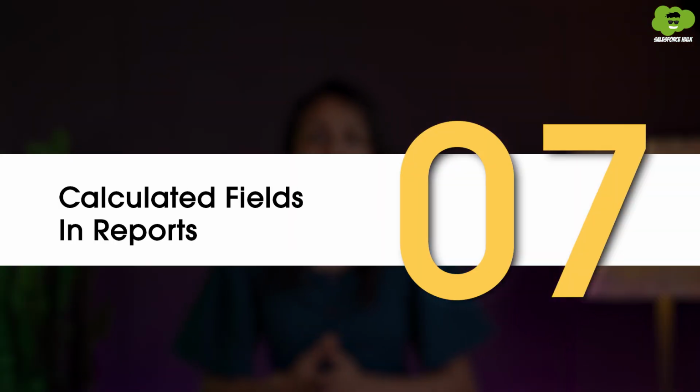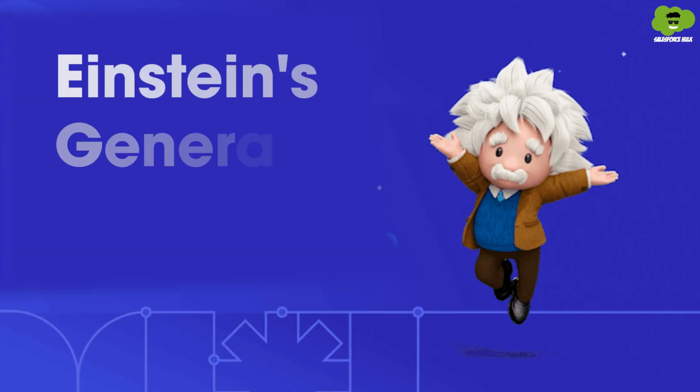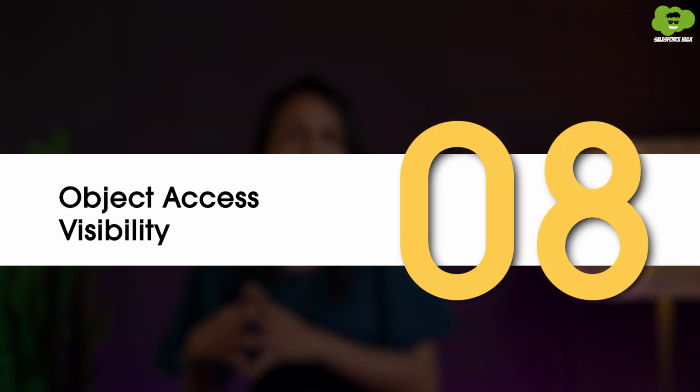The seventh feature will allow you to add calculated fields in reports. Reports are now more insightful, all thanks to Einstein Generative AI. You can now add calculated fields to your Lightning reports and it will give you deep insights without any extra effort. You just have to explain to Einstein what you need and it will generate a formula for you right in your reports.